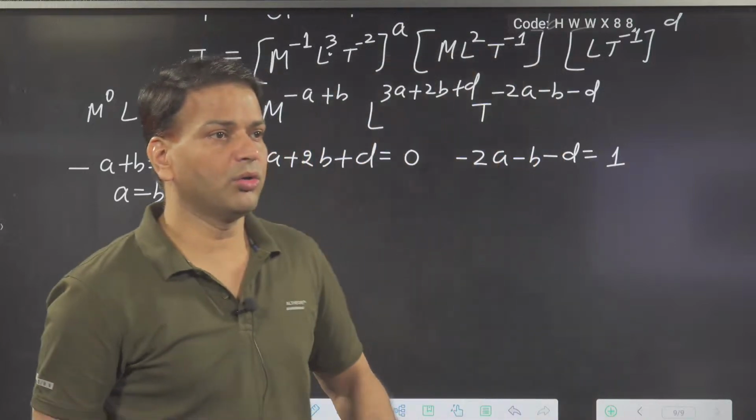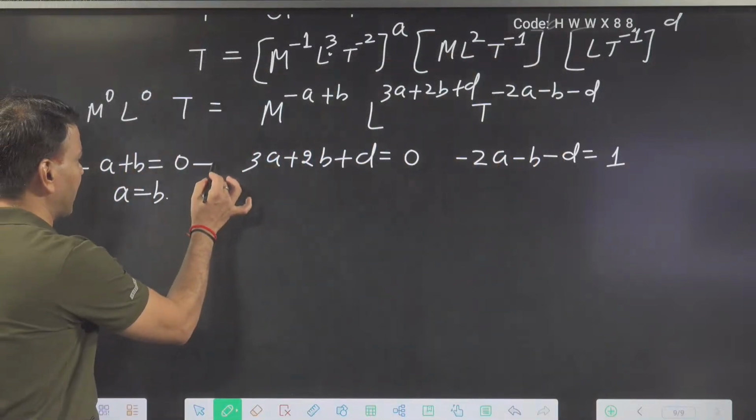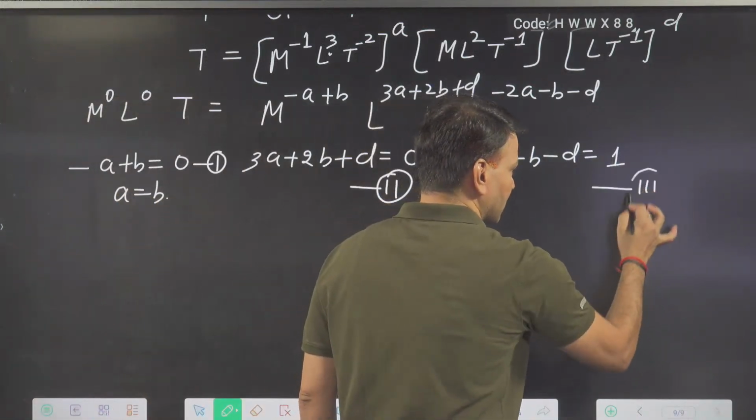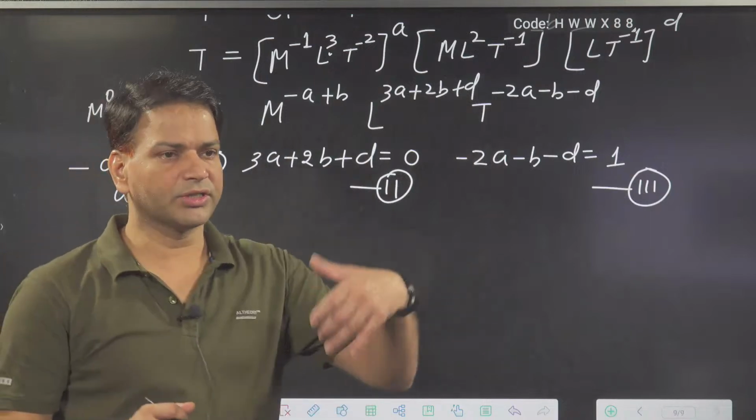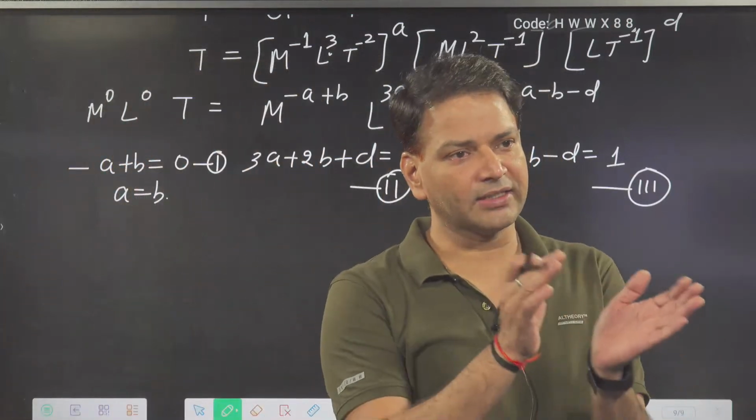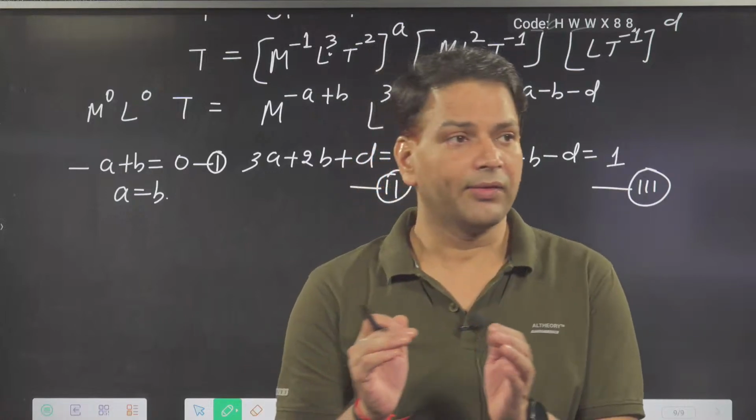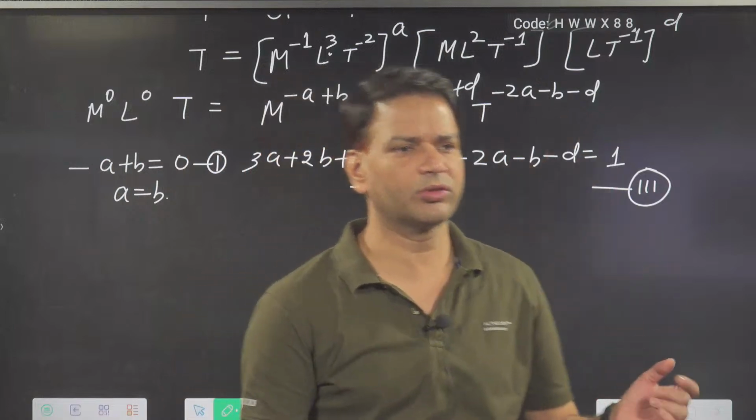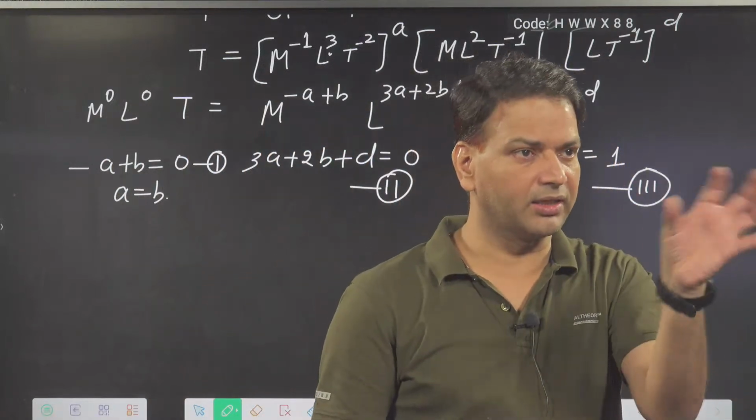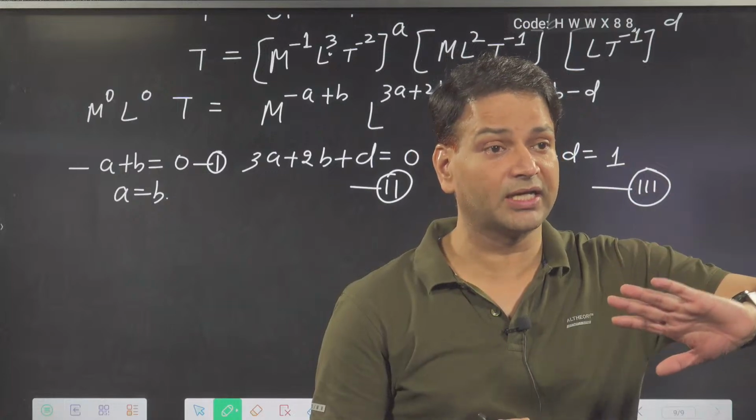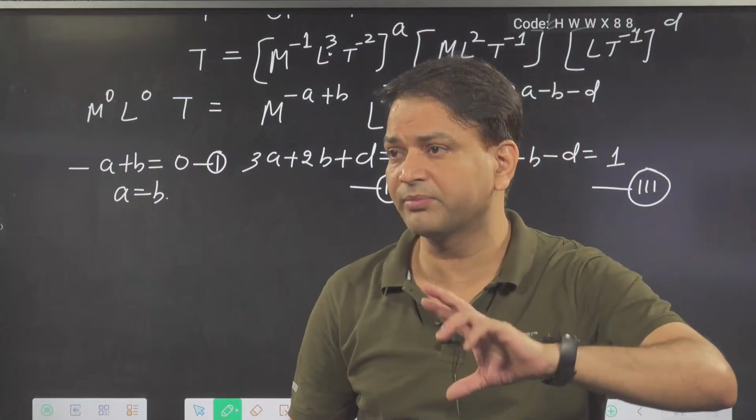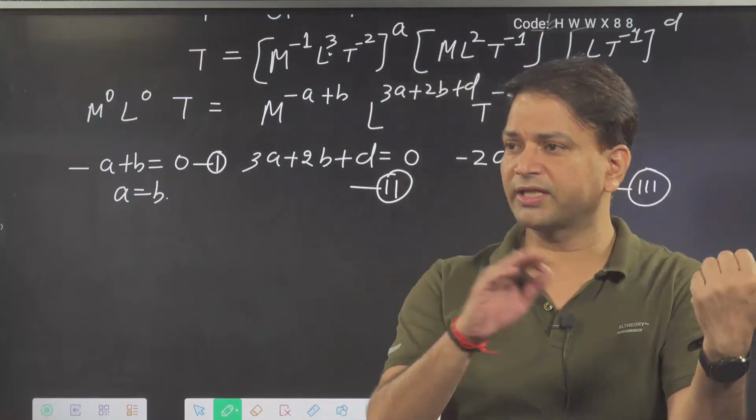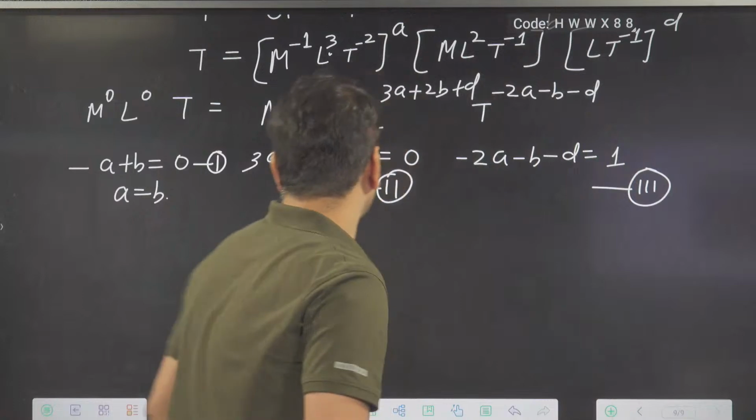Now the first equation is minus A plus B is equal to 0; this is equation 2 and this is equation 3. The first equation you have in terms of A and B. The second and third you have in terms of A, B and D. This type of equation, linear equations in 2 variables and 3 variables, you have already solved. If I eliminate D from the second and third equations, then I will get an equation in terms of A and B. Then the first equation is already in terms of A and B, so I can solve.